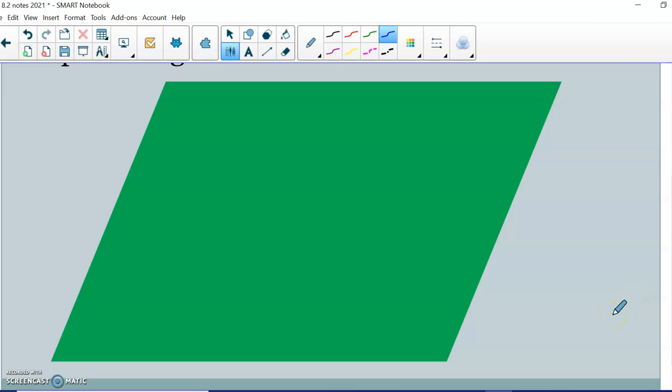So maybe you say, hey, I can see that opposite sides are parallel. You're right. By definition of a parallelogram, opposite sides are parallel. Then you might say, hey, I noticed that opposite sides look congruent. You would be correct. Opposite sides are congruent. What about the angles? Maybe you notice that opposite angles are congruent, and you are correct.